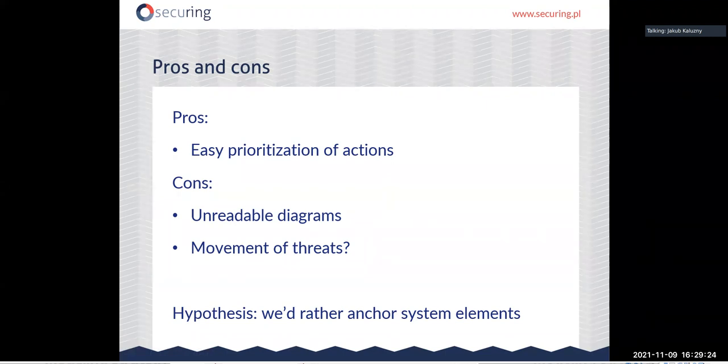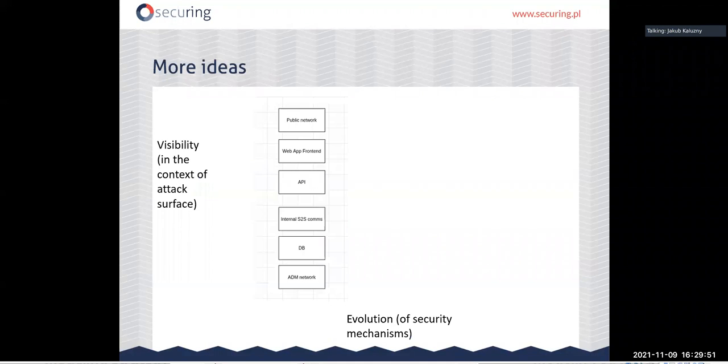So if you tell them that you should move that API to the cloud, they will understand it. But if you talk about some threat exploiting an access control issue and moving that a little bit to the right, it is totally different language. So my hypothesis is that to make a better discussion, we would rather anchor system elements, not the threats. So I had a few more ideas about how to do it, and came up with these axes.